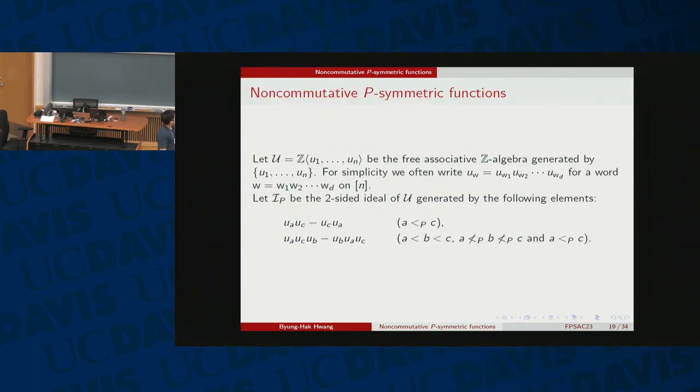Consider the free Z-module U generated by u_1, ..., u_n. You can regard this algebra as the polynomial ring with non-commuting variables. We define I sub P to be the two-sided ideal of U generated by the following elements. Actually, these elements are just algebraic expressions of the equivalence relations.